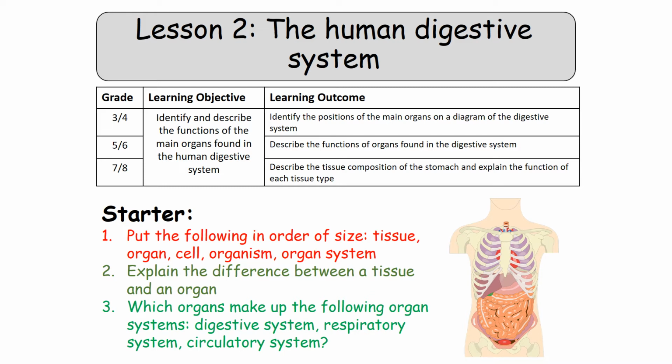So to get us started, I'd like you to jot down your answers to our starter questions. Put the following in order of size, smallest to largest: tissue, organ, cell, organism and organ system. Then explain the difference between a tissue and an organ. And 3, what organs make up the following organ systems: the digestive system, the respiratory system and the circulatory system. Jot those down and put them to the side. We're going to do these questions again at the plenary and we'll check our answers then.